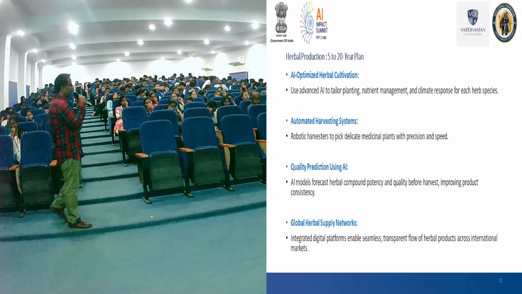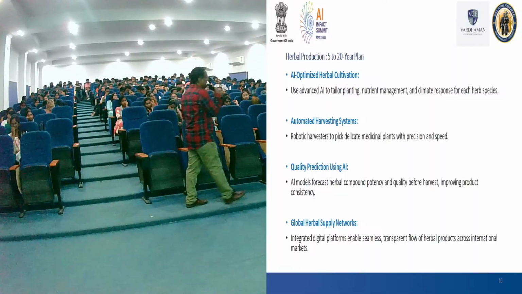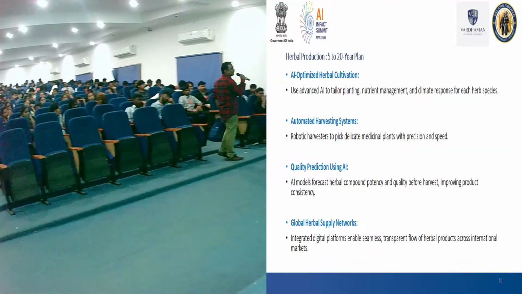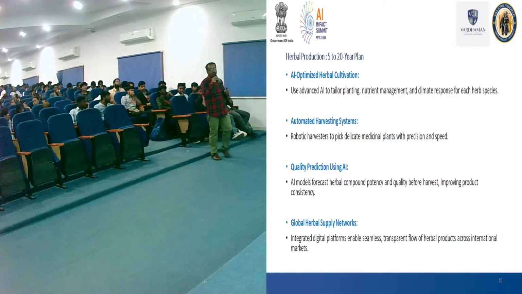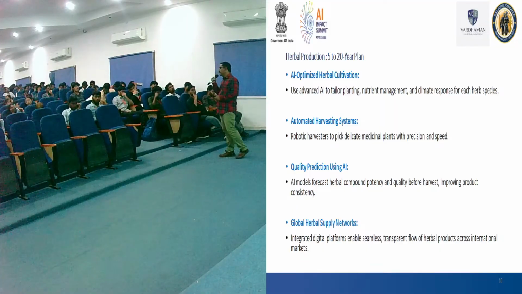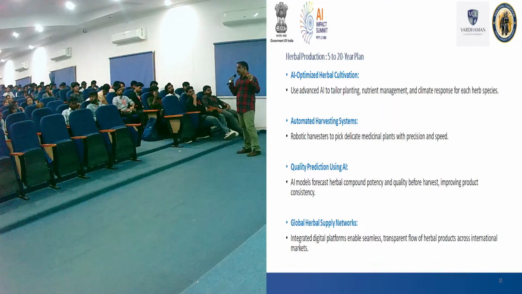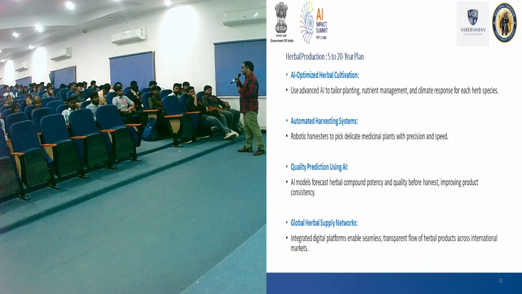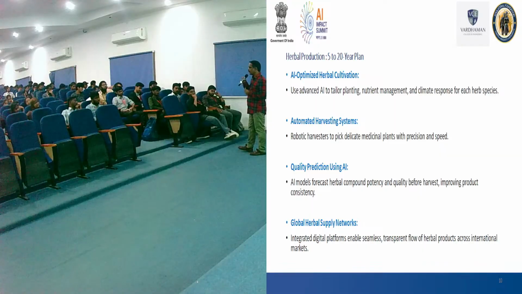What about the plan, the next plan, the future? The first one, 5 years: optimize herbal cultivation. So we need to implement this. See guys, this is the third area, and it is very, very important. Nobody ever cares about this new concept of plants, herbals. Use advanced AI to tailor plant nutrition management and climate response for each herbal species. So we need to focus on the full AI concept.